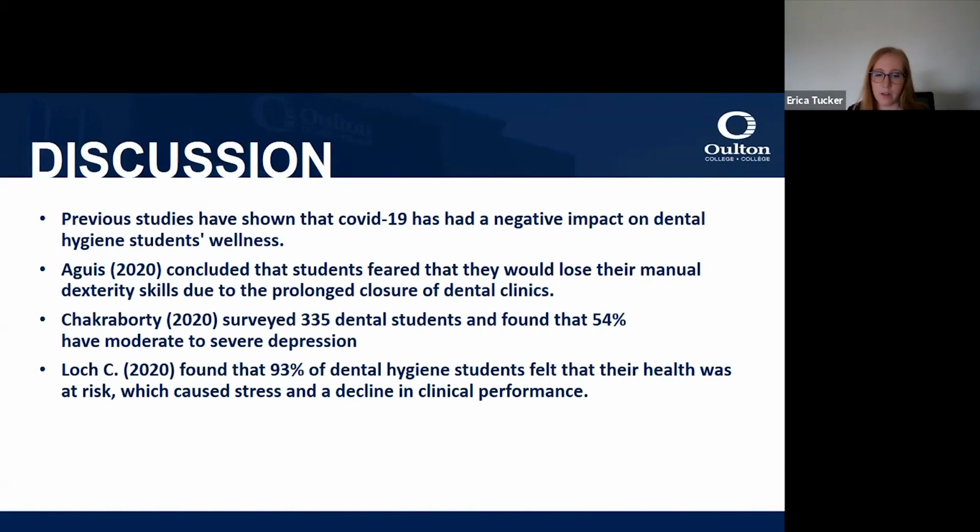Another study found that 93% of dental hygiene students felt their health was at risk, which caused stress and a decline in clinical performance. So again, we come back to that fear of contracting COVID from their patients or spreading it to loved ones, and that they found that it really affected their ability to treat patients.